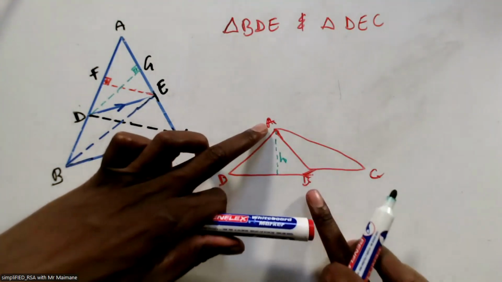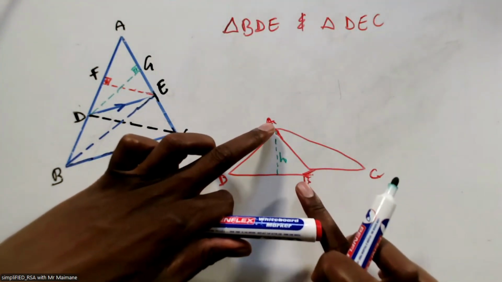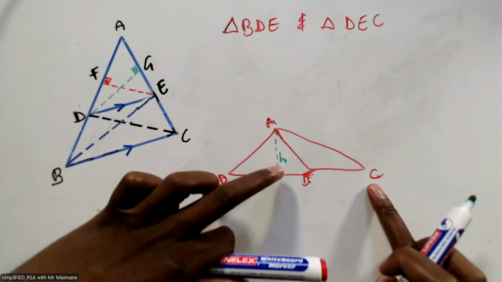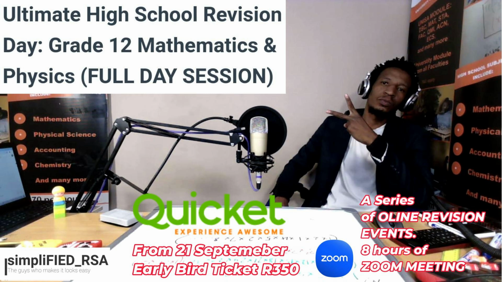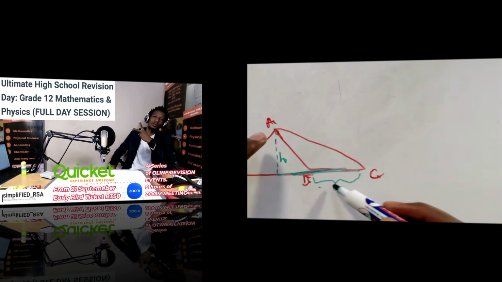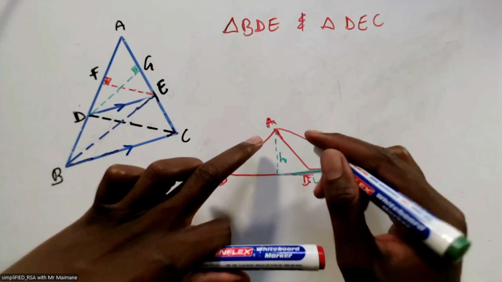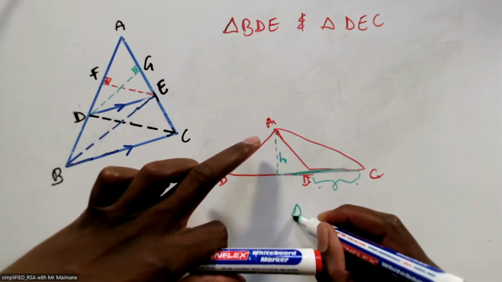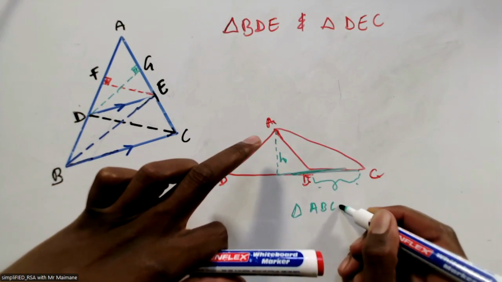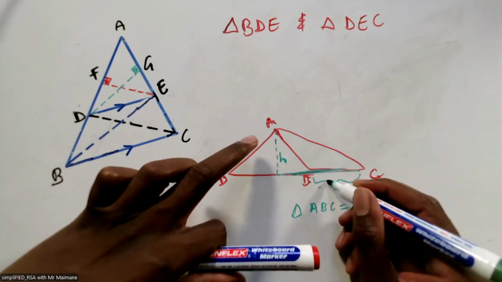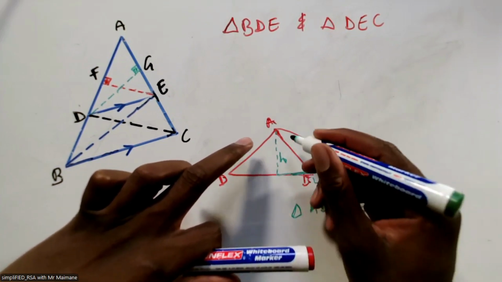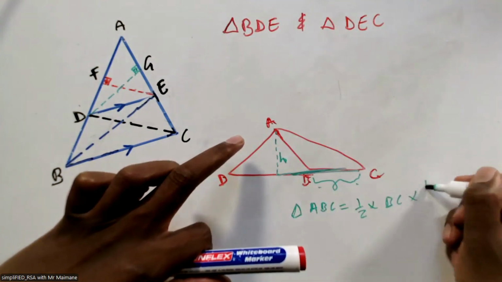So the height of triangle ABC is h, because it is constructed from there. Think of this as one line. So the height is that one there. Even though the base of triangle ABC is BC, the height is going to be our h. So if we were to calculate the area of triangle ABC, we're going to have half times the base, which is BC, multiplied by the height, which is that h.